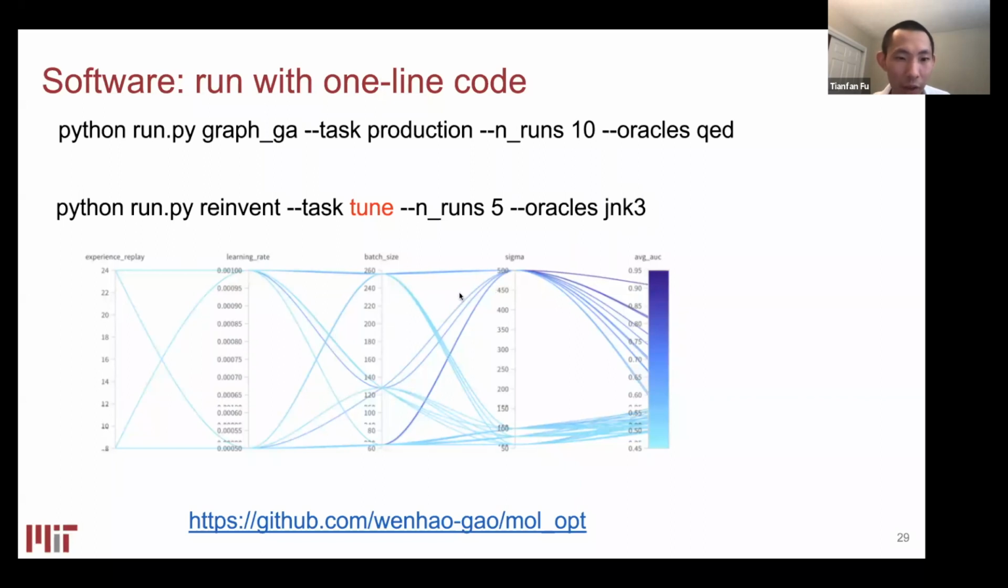And we use the toolkit called Weights & Biases, which is able to visualize the impact of hyperparameters in an intuitive way. For example, as shown in these figures, it's easy to find that the sigma has the largest impact on the performance gain.